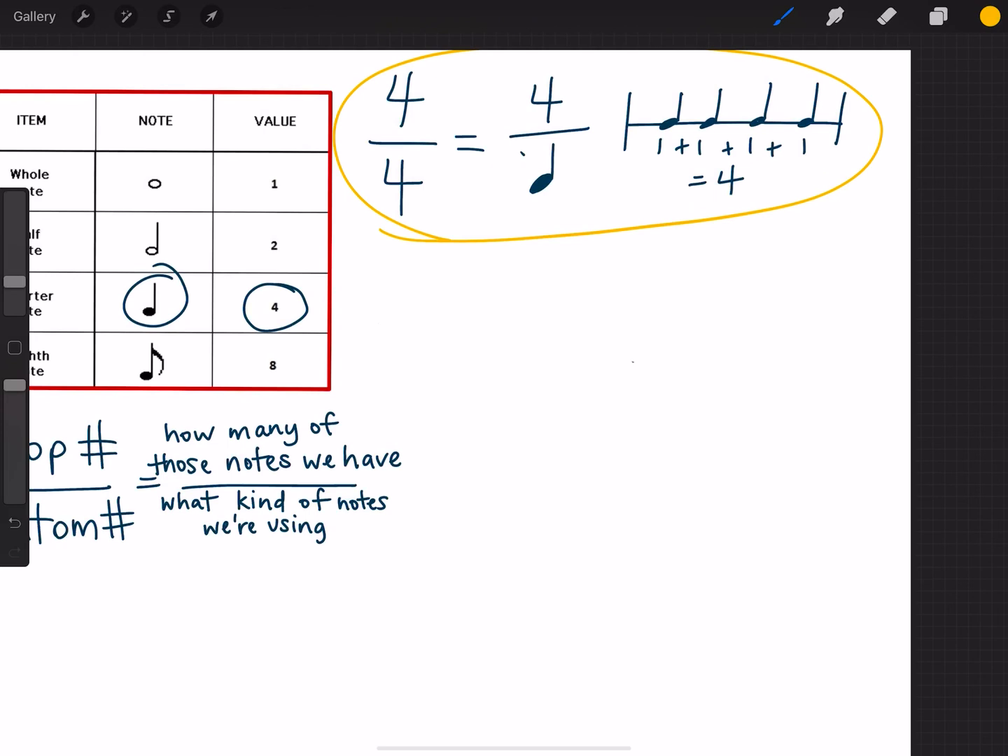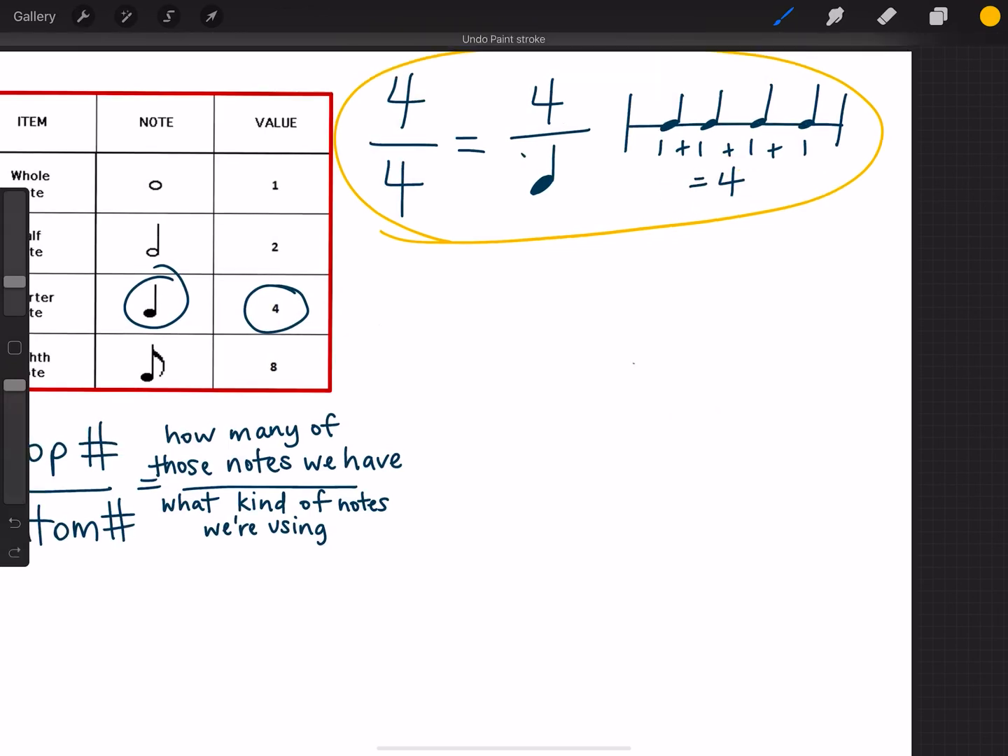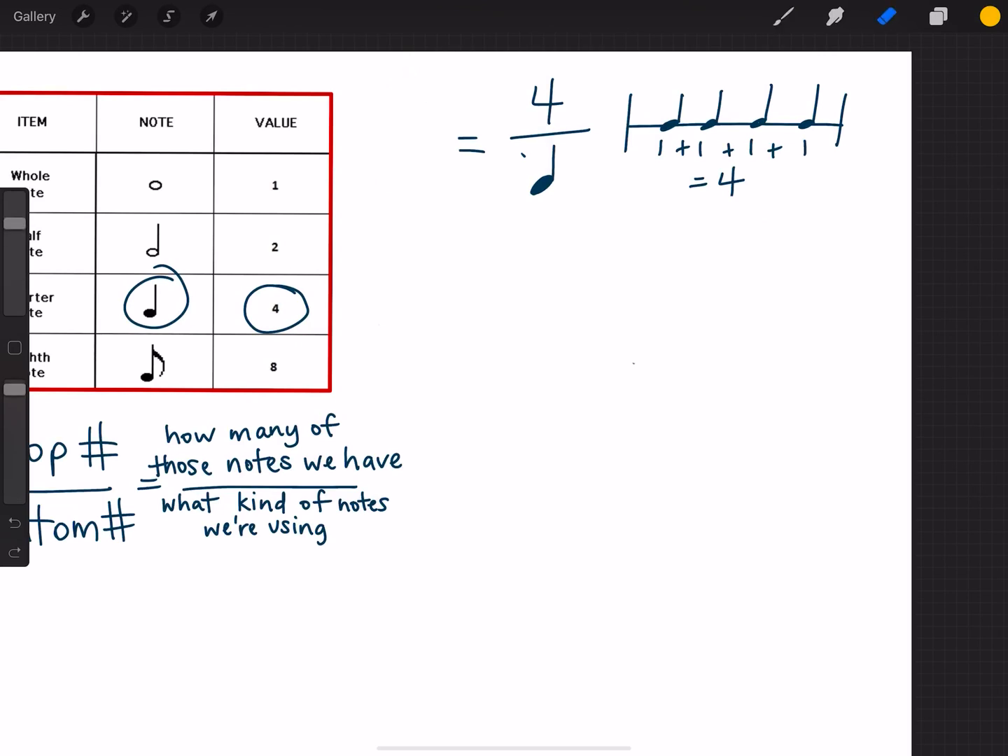Remember, again, you can use any combination of notes or rests as long as you don't pass that number that you get when you add up the note value of our meter. Okay? Let's do one more just for good measure.